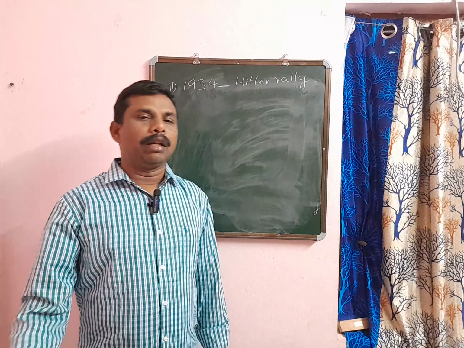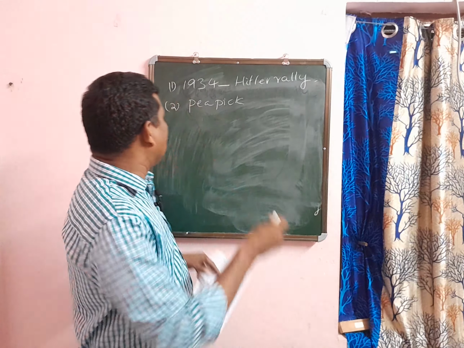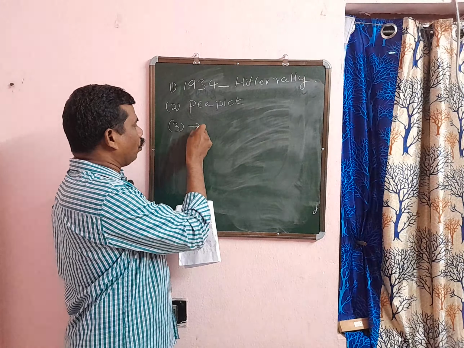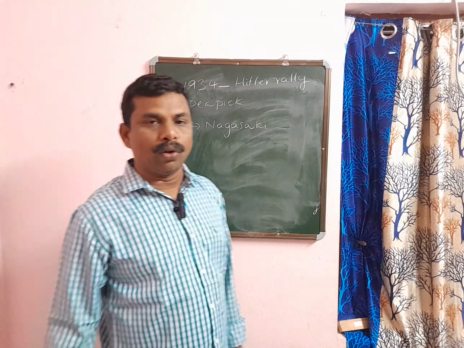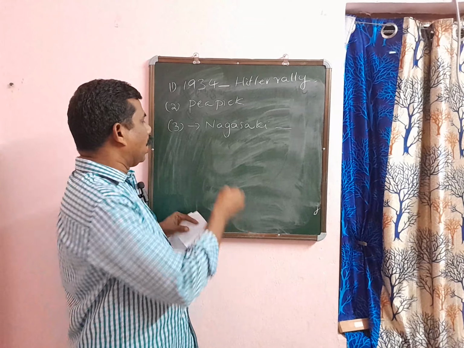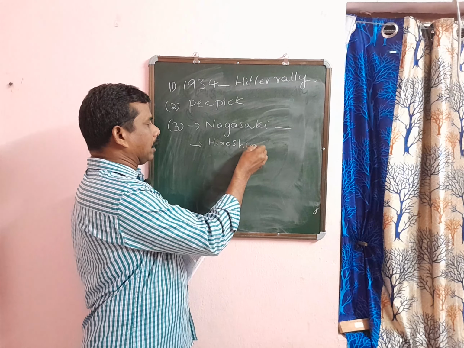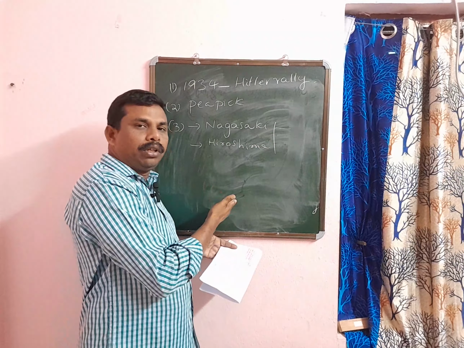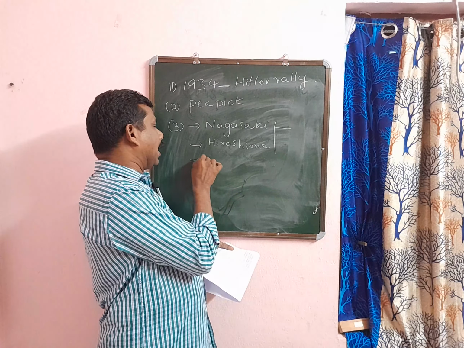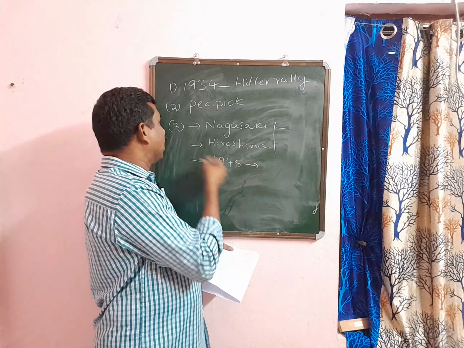What is the second picture? You know very well, the Pea Pickers picture: a poor immigrant mother in America, also given is a picture named Florence Owens Thompson, by a very famous photographer. Next, the third one, very important: Nagasaki and Hiroshima, two well-developed cities in Japan. On August 6th, the first bomb hit Hiroshima, and the second, Nagasaki. Both cities were destroyed by America in 1945. This is the third one.